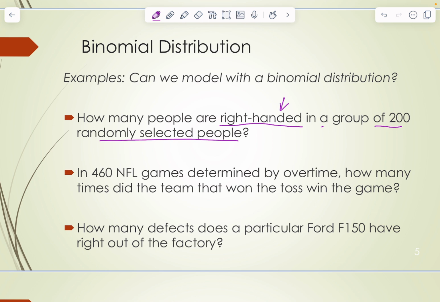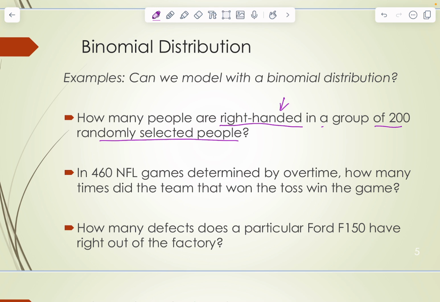In 460 NFL games determined by overtime, how many times did the team that won the toss win the game? Whether somebody wins or loses the toss is binary. There's 460 times this happens, so that's a fixed number of trials. This right here can be made to fit in the framework of a binomial distribution. We can leverage the theory behind binomial distributions to answer this question. In 2011, they got rid of the overtime rule. It favored the team that won the flip. We may talk more about that in class.